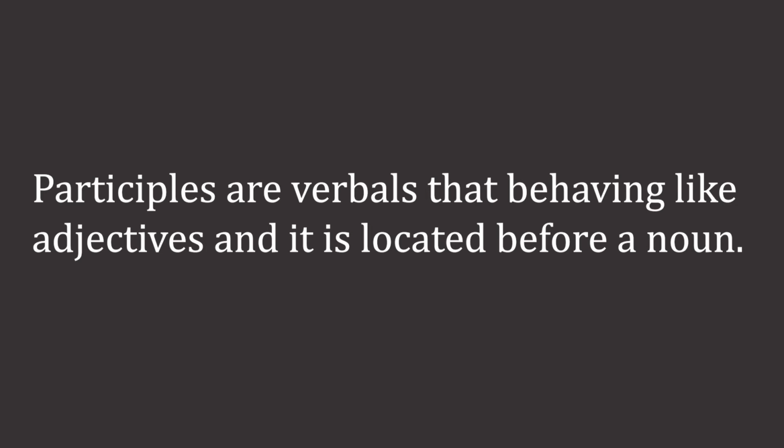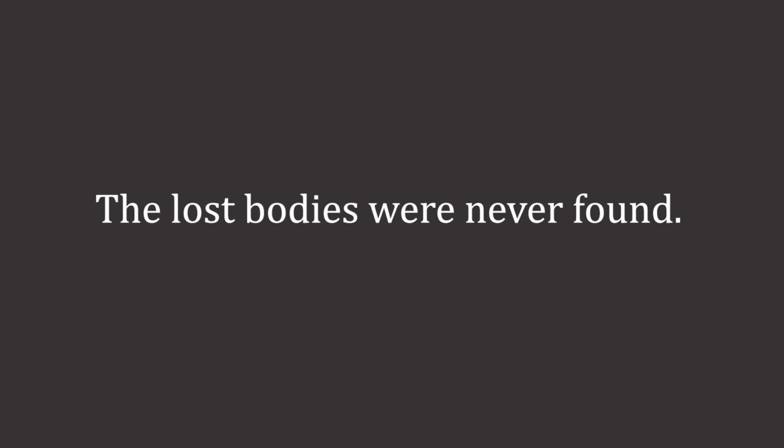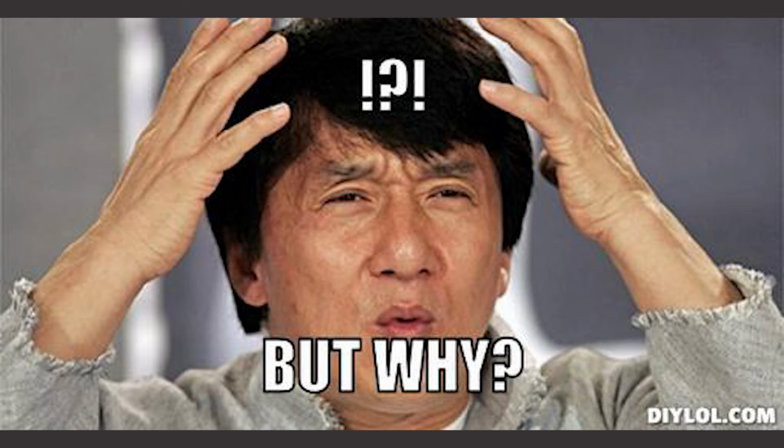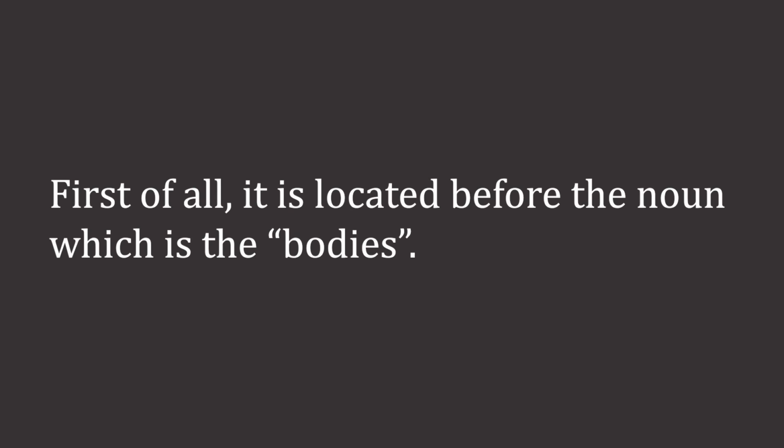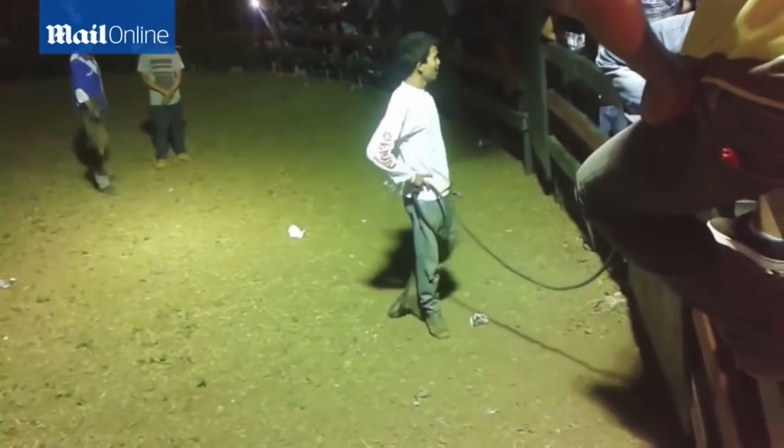Participles are verbals that behave like adjectives and are located before a noun. You should remember that it is located before a noun. For example, the lost bodies were never found. As you can see, our participle is the word lost. Why? First of all, it is located before the noun, which is bodies, and secondly, it acts like an adjective but it is actually a verbal.